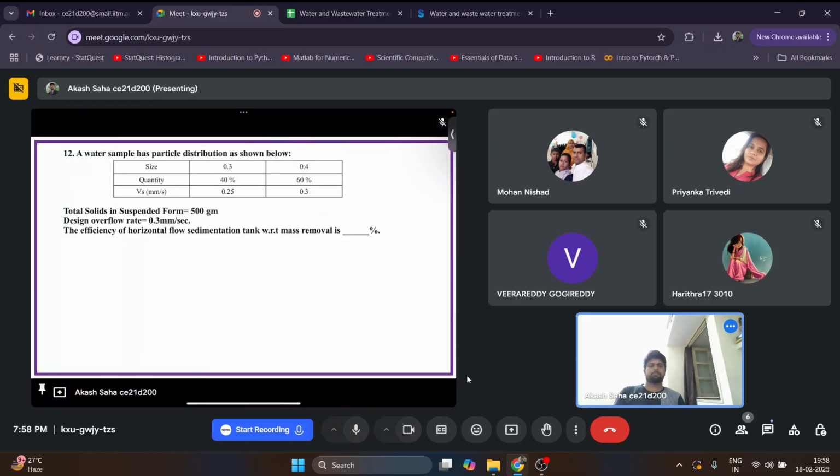Okay, the next problem. The next question says that a water sample has a particle size distribution as shown. So we have two types of particles. We have 0.3 size and 0.4 size, and the quantity is 40% and 60%, and their settling velocity is 0.25 millimeter per second and 0.3 millimeter per second. Now the total solids in suspended form is 500 grams. Okay, so this is the total solids, and the design overflow rate is 0.3 millimeter per second. So now you have to find out the efficiency of the horizontal flow sedimentation tank with respect to mass removal in percentage.